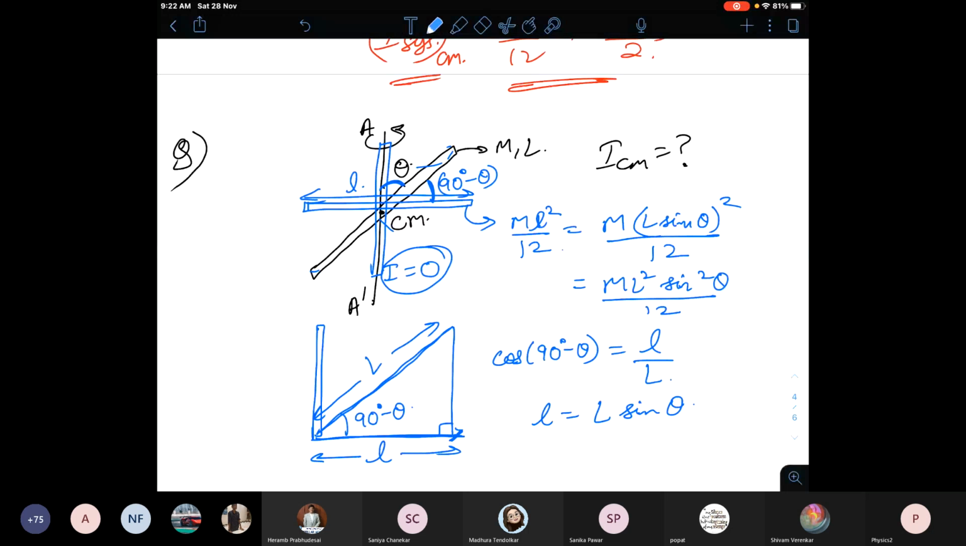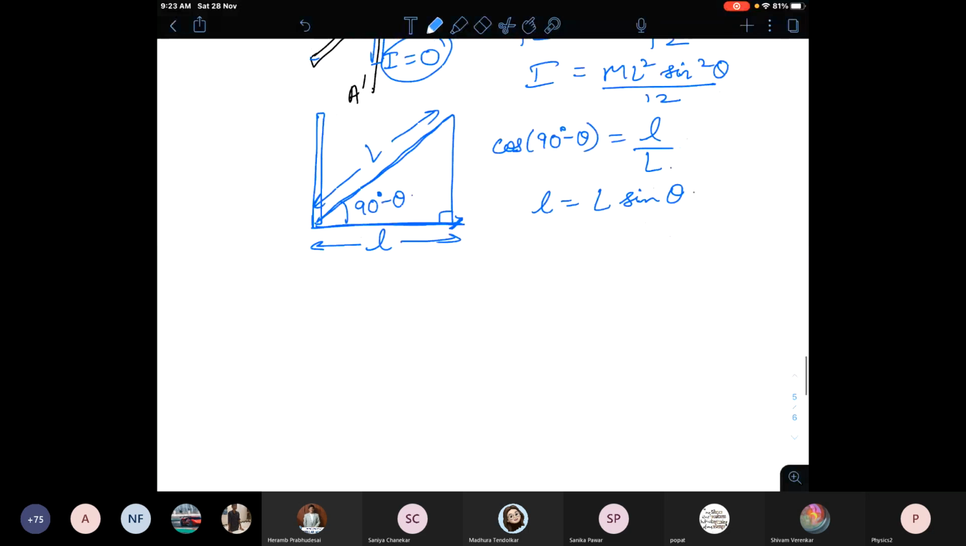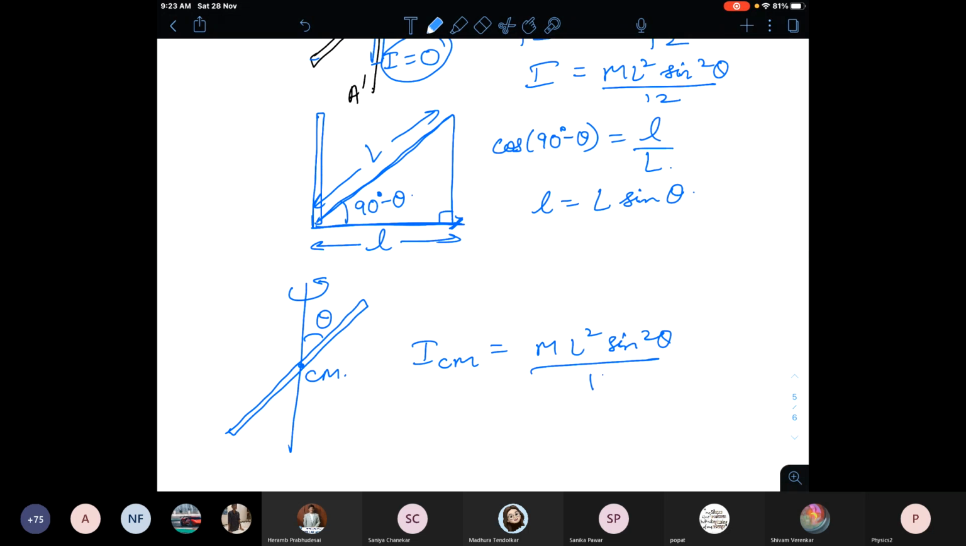Moment of inertia of the vertical component is zero, but the horizontal component comes out to be m l square sin square theta by 12. Therefore, for a rod which is at an angle theta from the axis, where the axis passes through the center of mass, the net moment of inertia about this axis becomes m l square sin square theta by 12 plus 0. It should be plus 0, but plus 0 has no meaning, so I am leaving it. Is it understood?